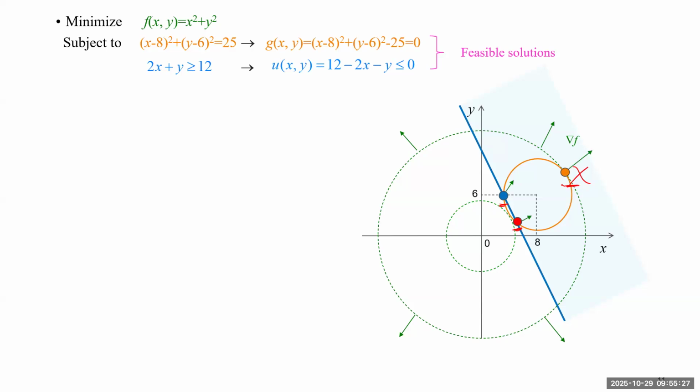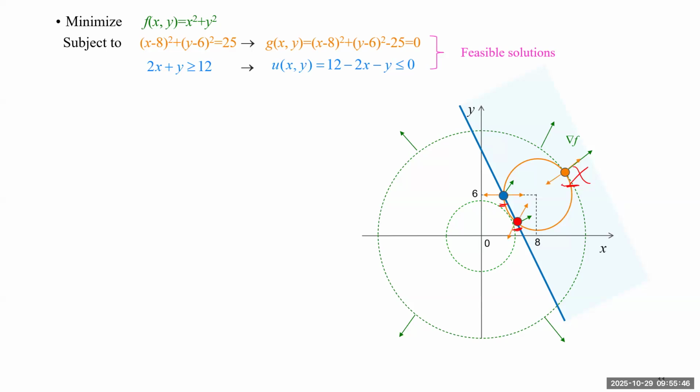So I draw the green arrows to indicate the directions for the cost. The F function can increase the value. So without constraints, those points cannot be solution, right? Because we have to move them in the opposite direction to reduce the cost.